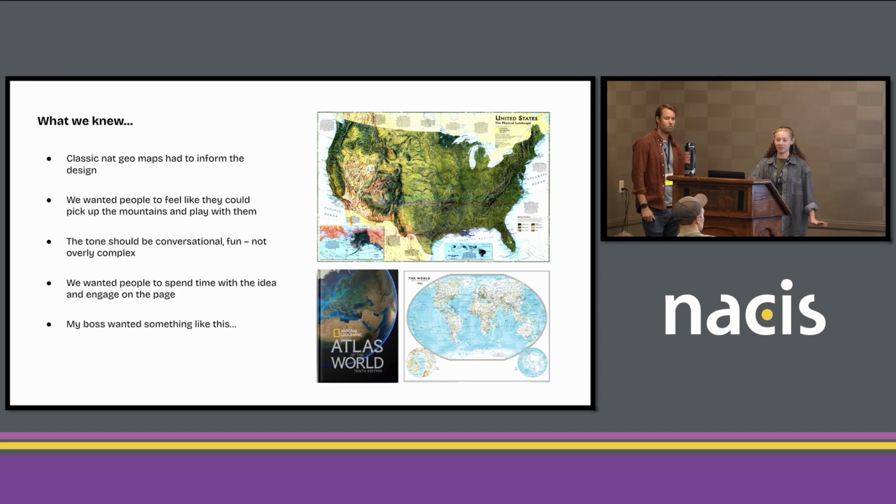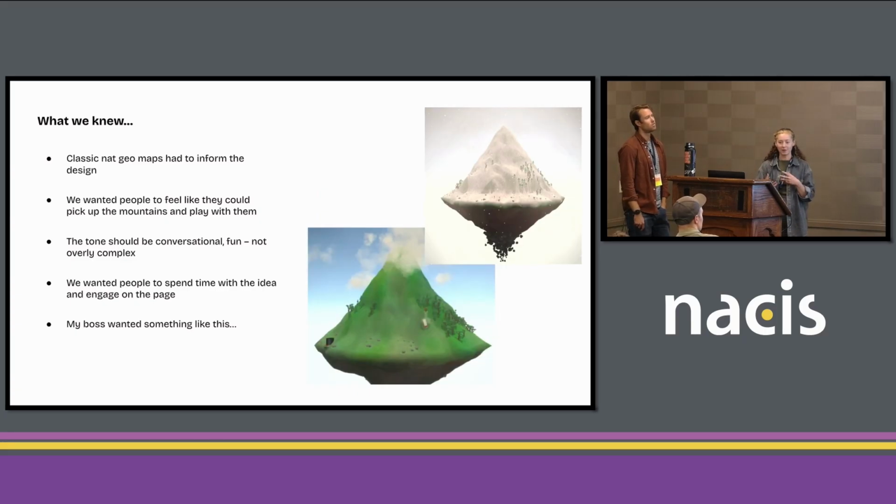So we knew a few things going into the process of this, and I'll caveat that I'm not really going to talk about mapping terrain. I'm going to talk about how we reconceptualize this idea for mobile and desktop in a totally different way for the interactive process. But we knew that classic National Geographic maps needed to inform the style of the design that we went with. We wanted people to feel like they could pick up the mountains and play with them. We knew that the tone should not be overly educational and academic. We wanted people to feel like they were having a conversation with somebody about this really specific in-depth thing. We wanted people to spend time on the idea.